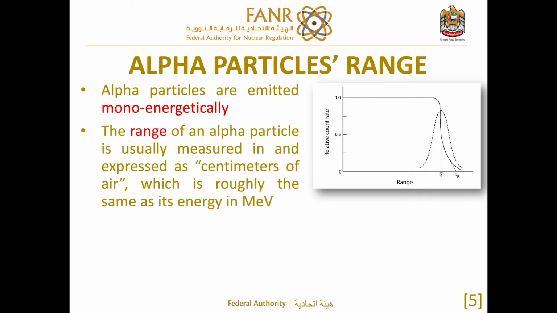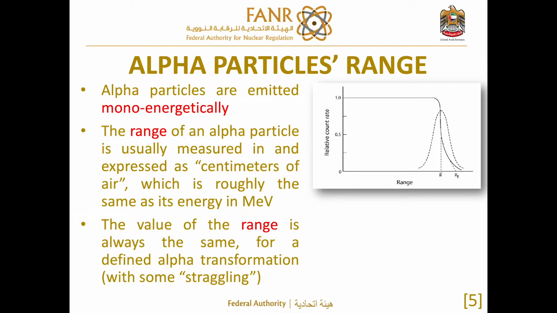So this means that the range of an alpha particle depends on the energy and is indicated normally as the centimeters of air corresponding to the path of the alpha particle, which is roughly, as we said, the energy in megaelectron-volt of that alpha particle. The value of the range that you can see here, so this R, is the theoretical range. In reality, the range is a little bit more, and this is due to the fact that alpha particles having this distribution of energy, they also have a distribution of ranges.